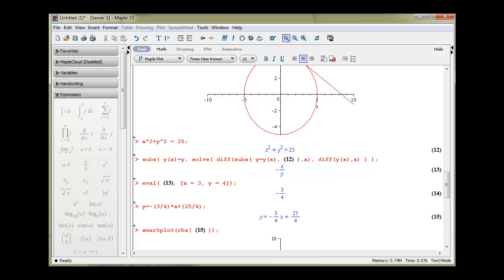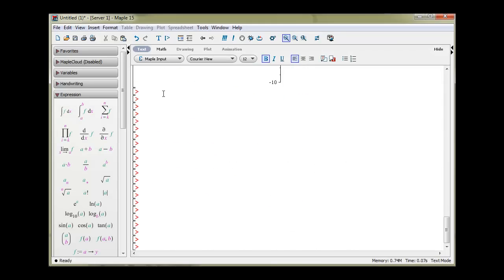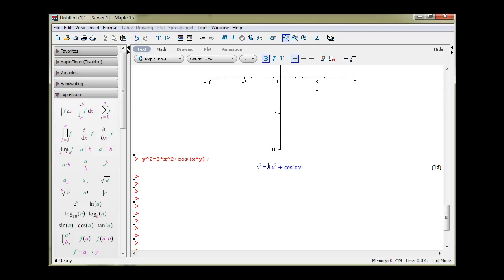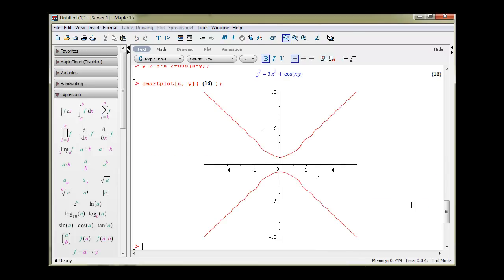So let's pop open Maple. We want to look at the graph of y squared equals 3x squared plus cosine xy. That's the function I think I'm looking for, and let's have a look at the graph. Let's right click on this, and again you can write a plot command. I'm going to choose plot, 2D implicit plot, and remember we have the example of xy or yx. I encourage you to do the xy, and here's my graph.